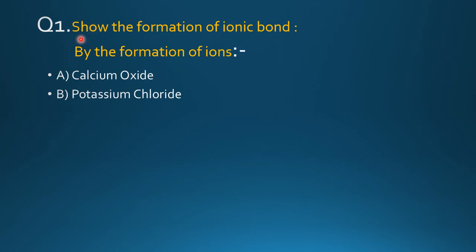Now children, show the formation of ionic bond in calcium oxide and potassium chloride by the formation of ions. At the same time, write down all the examples, whatever I explained to you in the video. Write down all those in your class or copy.